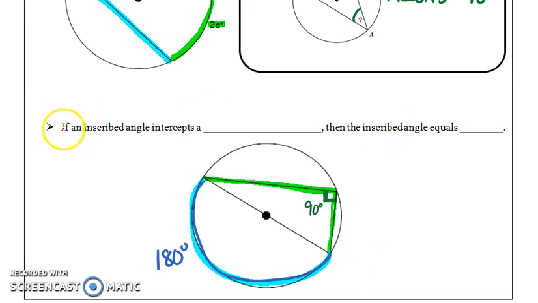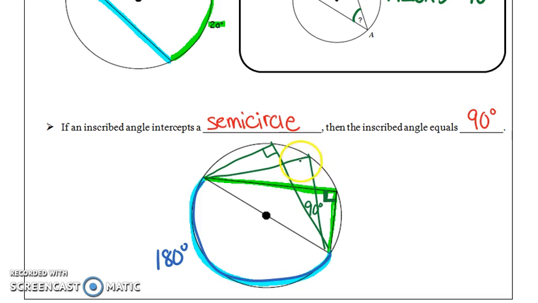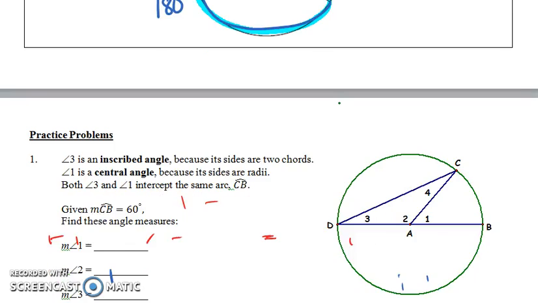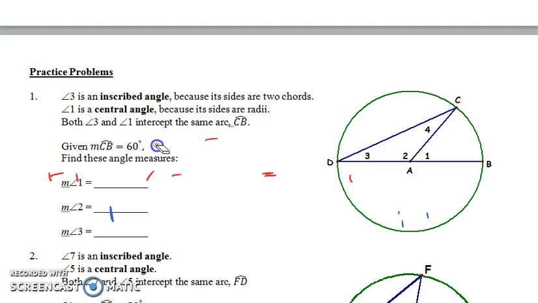So filling in the statement, if an inscribed angle intercepts a semicircle, then the inscribed angle equals 90 degrees. And this happens for any inscribed angle that intercepts a semicircle. So it could be here and be 90 degrees, the inscribed angle could be here and be 90 degrees, and so on and so forth. So I'm going to do the first practice problem with you, and then you can finish the rest of this practice page on your own with your groups.